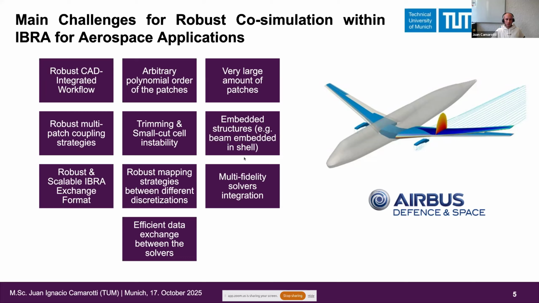Then we can talk about the concept of embedded structures, which is very important in aerospace engineering. We'll talk about this in some minutes. Then we need robust and scalable exchange formats for performing our simulations. So basically how starting from the CAD system, we create our input files in order to run the simulations. Then of course, robust mapping strategies between different discretizations when we want to do multi-physics simulations between different domains. Then of course, the integration of different multi-fidelity solvers, that's also important, and an efficient data exchange between the solvers.